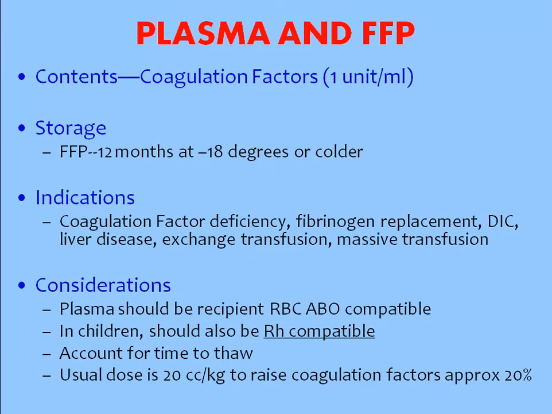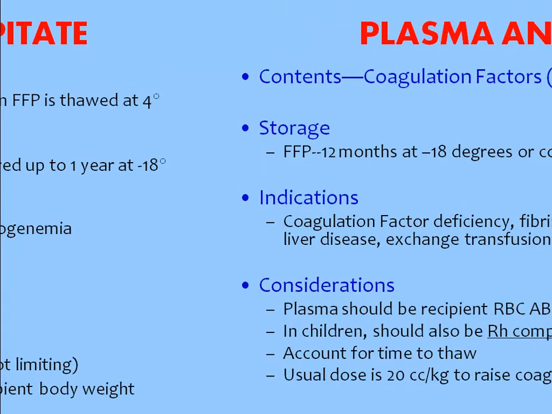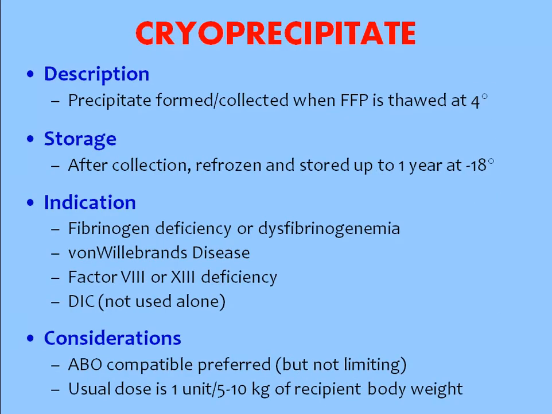Plasma and FFP, they are coagulation factors usually. FFP can be stored for up to 12 months at minus 18 degrees Celsius or colder temperatures. Indications would be coagulation factor deficiency, fibrinogen replacement, DIC, liver disease, exchange transfusion, and massive transfusions. In children, the plasma and FFP should also be Rh compatible, and the usual dose is around 20 cc per kg.